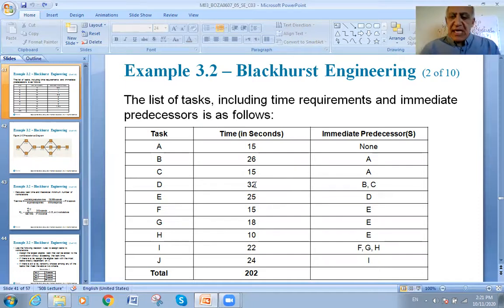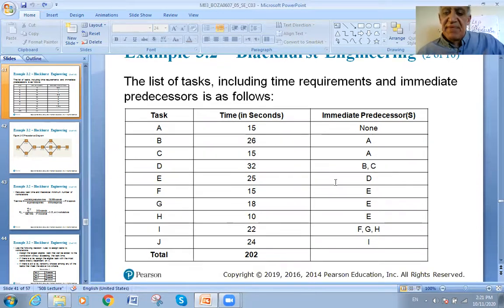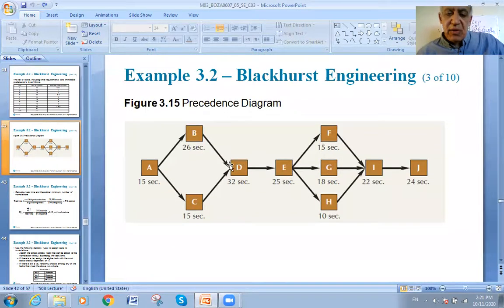That's fine. But before D, I have B and C. That means I will draw D and take an arrow from B and an arrow from C, because D is preceded by B and C. So I will draw D, then from there I will draw A, B, and C.